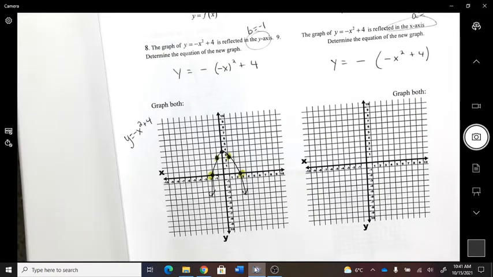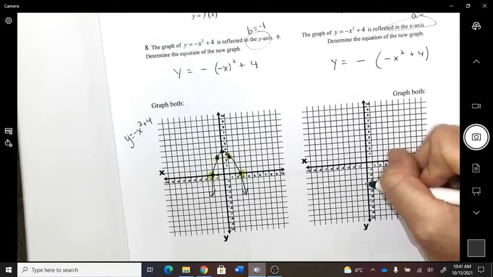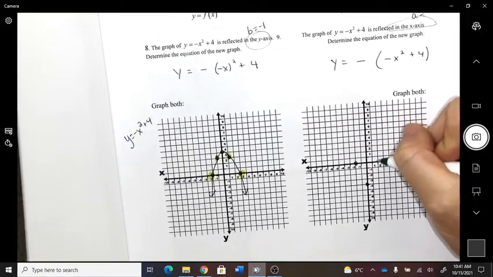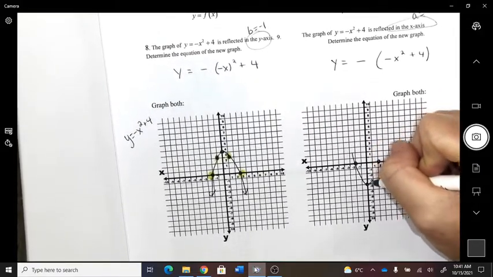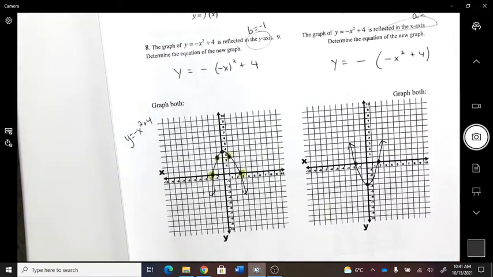Okay, what will it look like if you flip it over the x-axis? So that will look a little different, right? Instead of opening downward, it will flip and open upward.